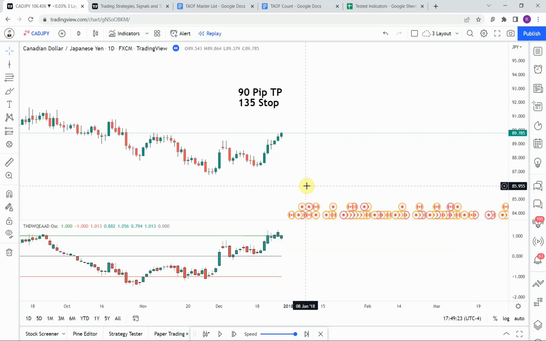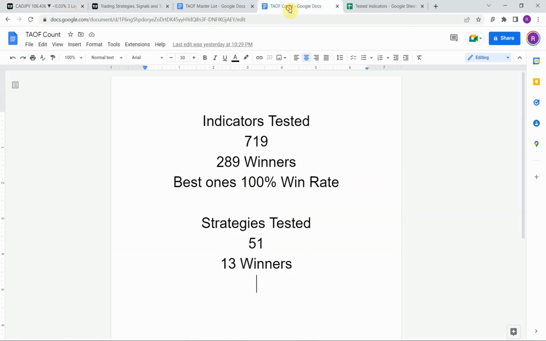Alright, as I said, today we will be testing the weighted Harrel Davis Quantile Estimator with AD Oscillator. Before we do though, I wanted to put the testing scoreboard up for everyone to see. So to date, we have tested a total of 51 different strategies, with 13 of them being profitable. We've also tested a total of 719 indicators, with 289 of them being winners. The best ones so far were able to achieve a 100% win rate.